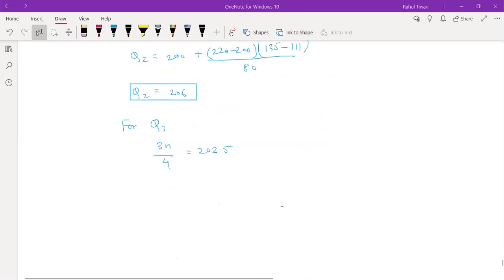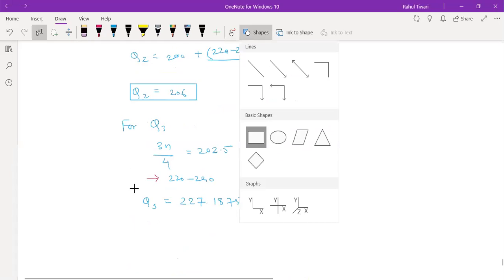So if you do the calculation again, which interval is it lying in? I think that interval is 220 to 240. Therefore, I can write that the Q3 answer that will come is 227.1875. Is that right or wrong? Let me know. Yes, sir. Same answer. Good.